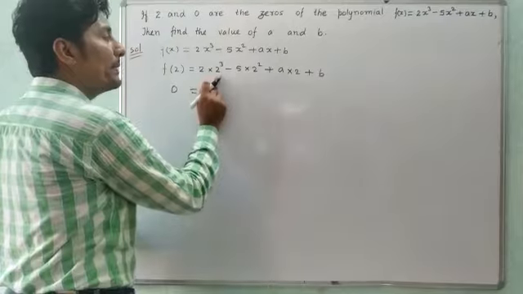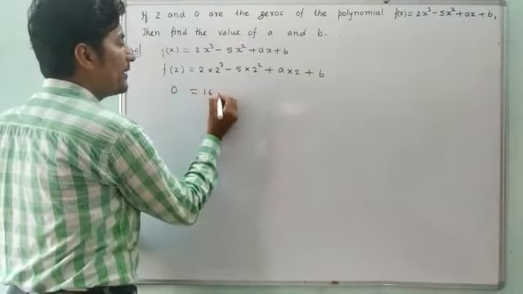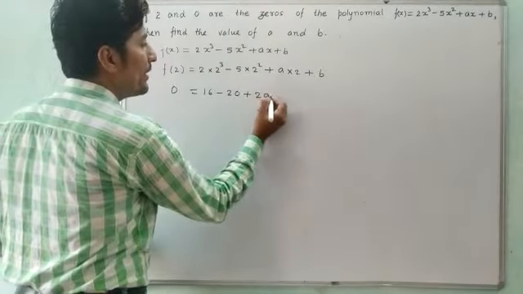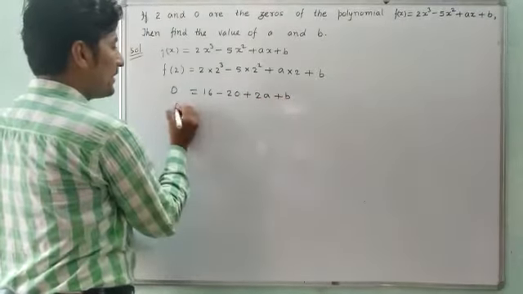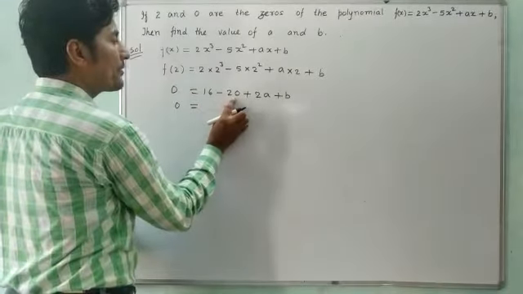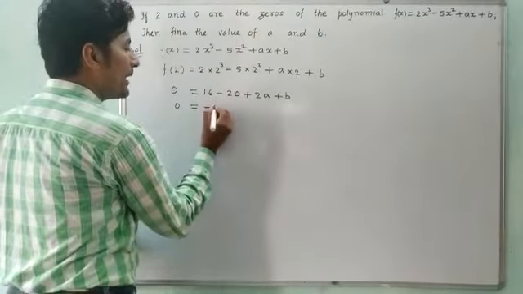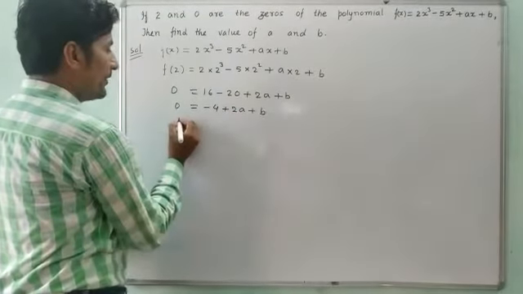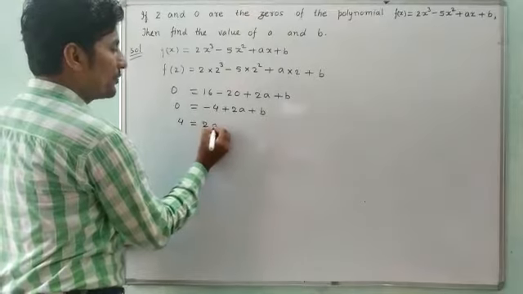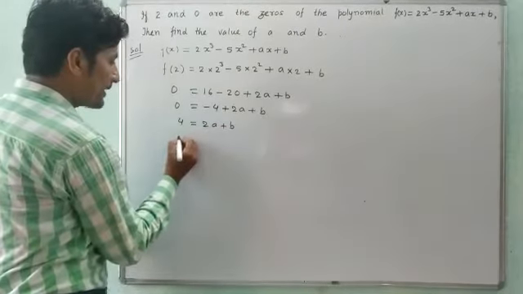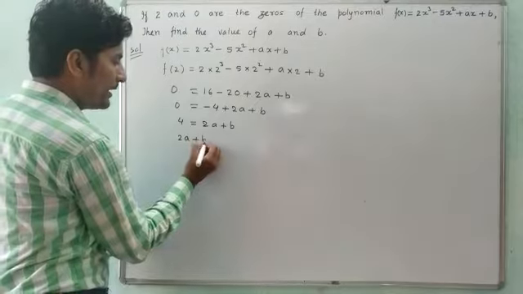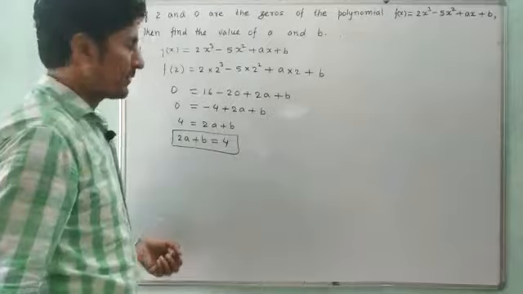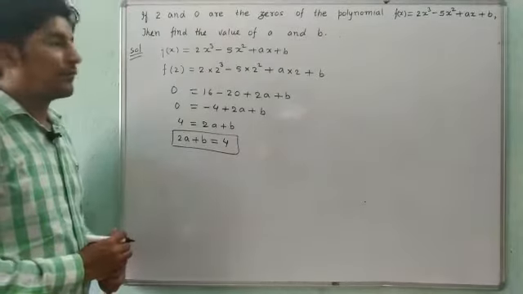Now the cube of 2 is 8, and 2 times 8 is 16 we can write here, minus 5 times 4 is 20 we can write here, plus 2a plus b. 0 = −20 + 16 = −4 + 2a + b, or here we can say 4 = 2a + b, and finally we can say that 2a + b = 4. So this is our very first equation: 2a + b = 4.